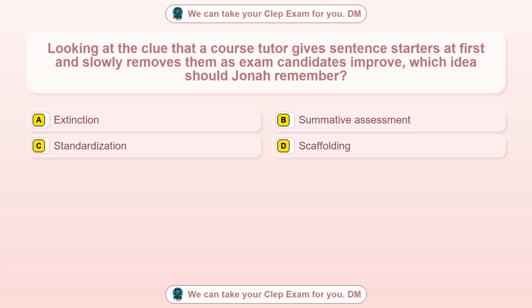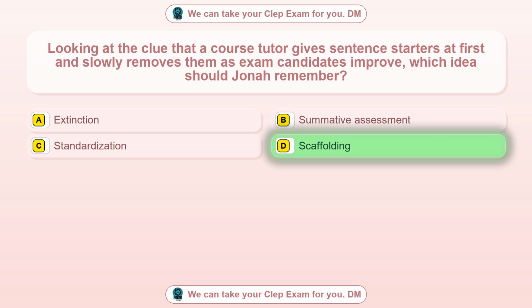Question 12. Looking at the clue that a course tutor gives sentence starters at first and slowly removes them as exam candidates improve, which idea should Jonah remember? Option A, extinction. Option B, summative assessment. Option C, standardization. Option D, scaffolding. The correct answer is option D.